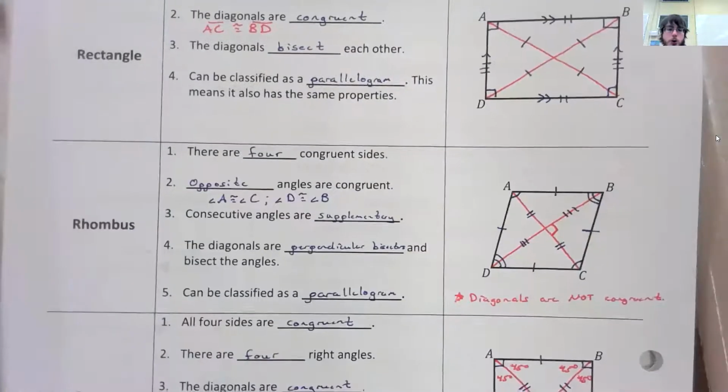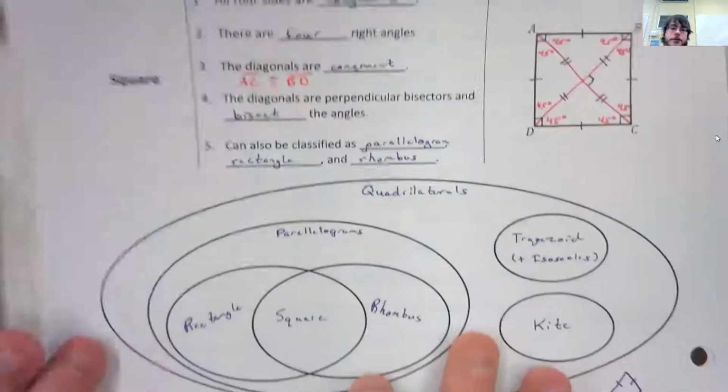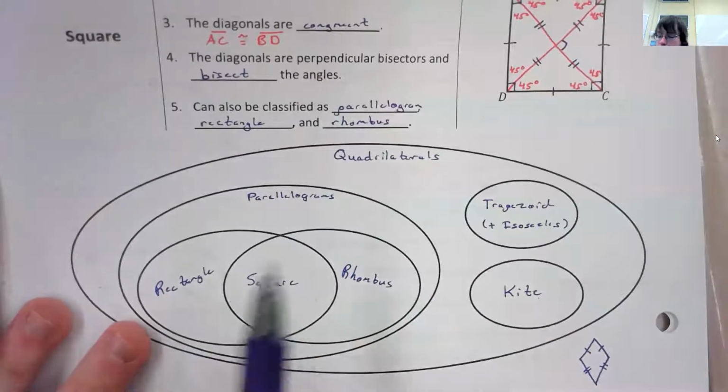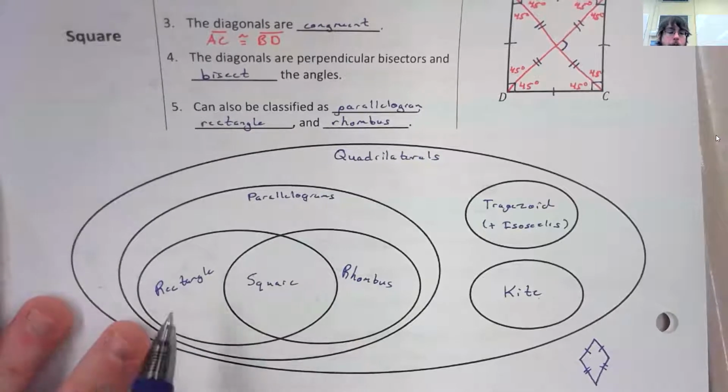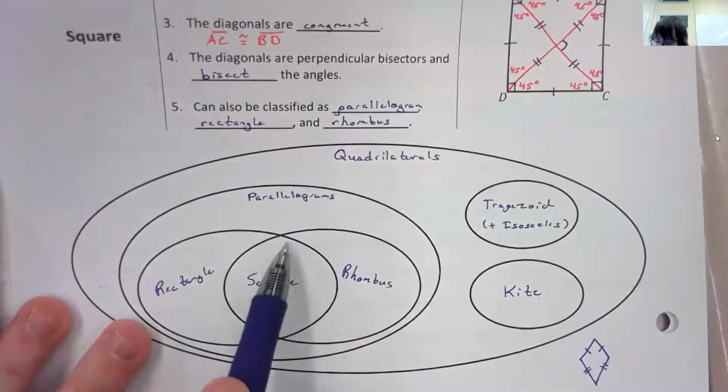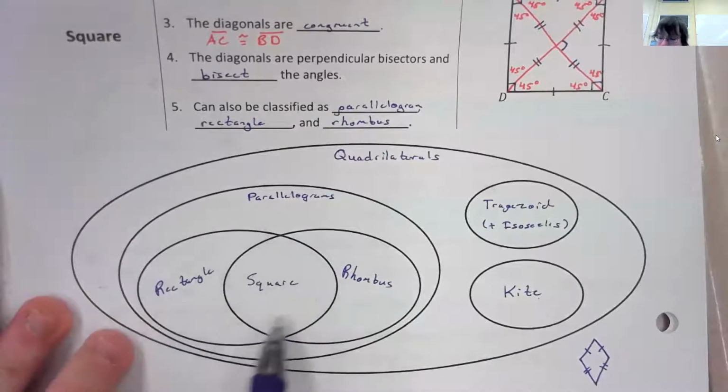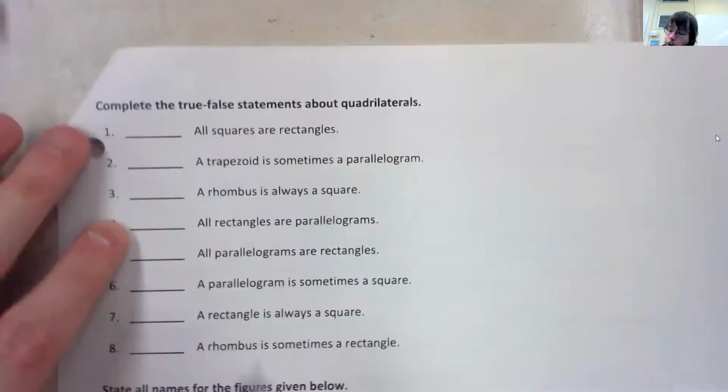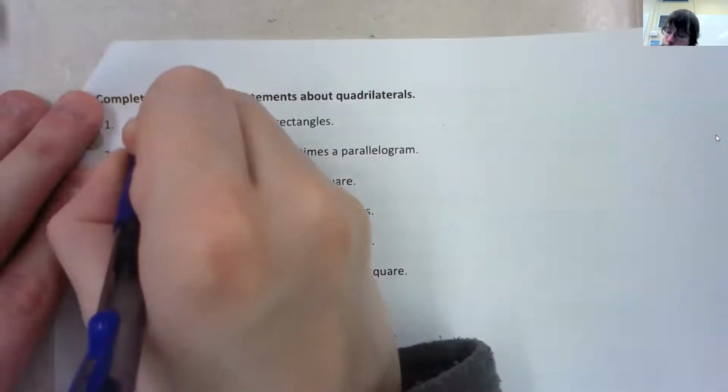Well, if we look at our Venn diagram, for all squares to be rectangles, the square bubble would have to be completely contained within the rectangle bubble. And is the square bubble completely inside of the rectangle bubble? You should see that yes, the square is indeed inside the rectangle. So that means that a square is always a rectangle. So all squares are rectangles is true.